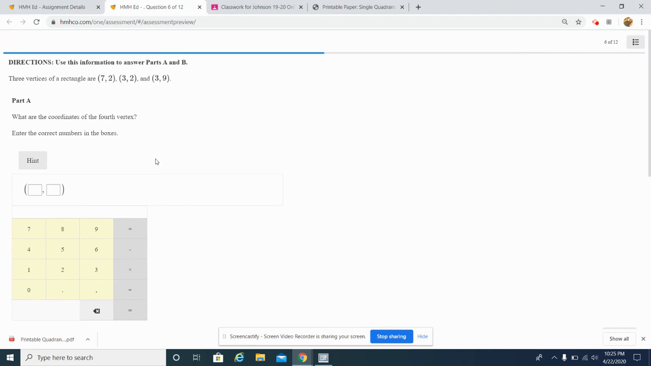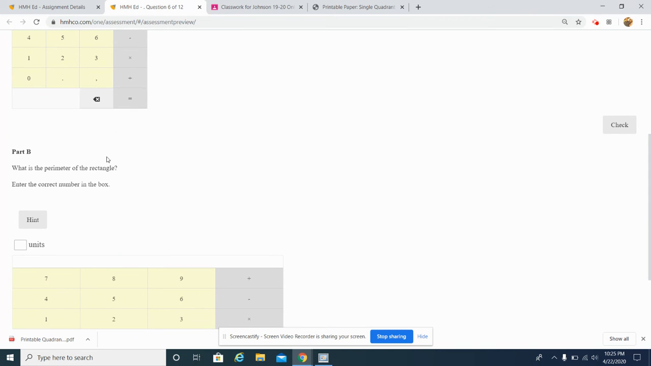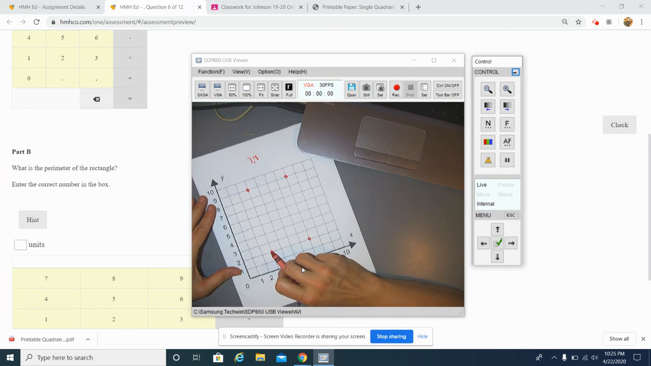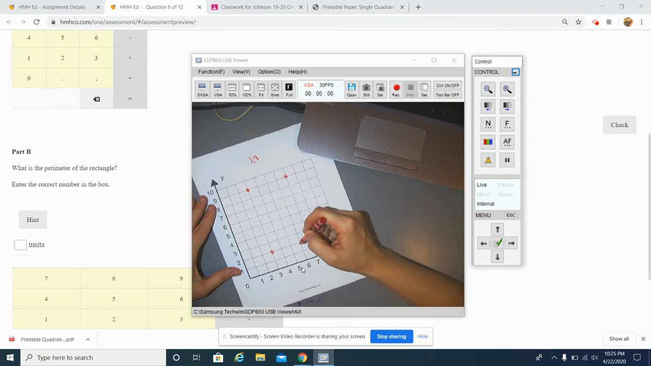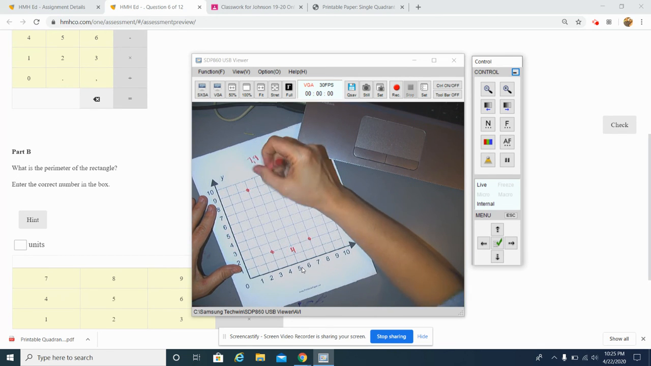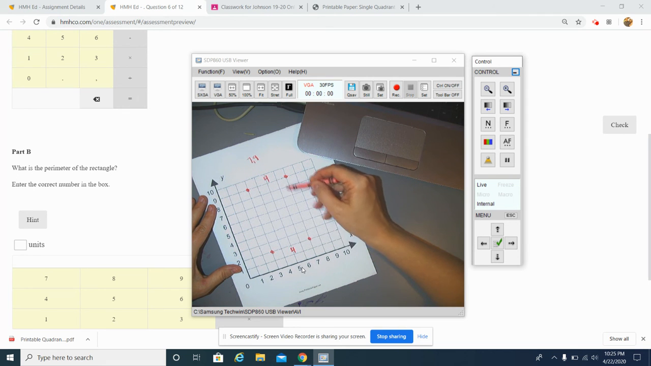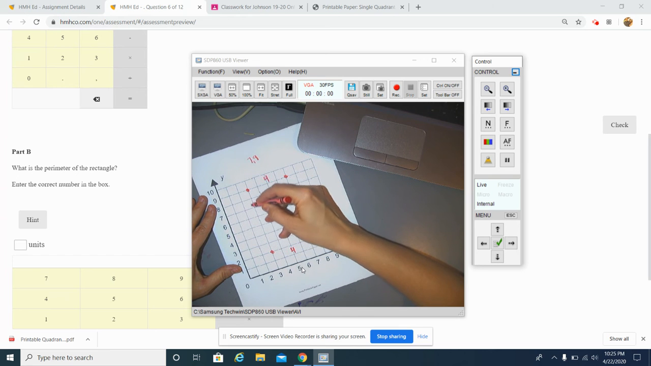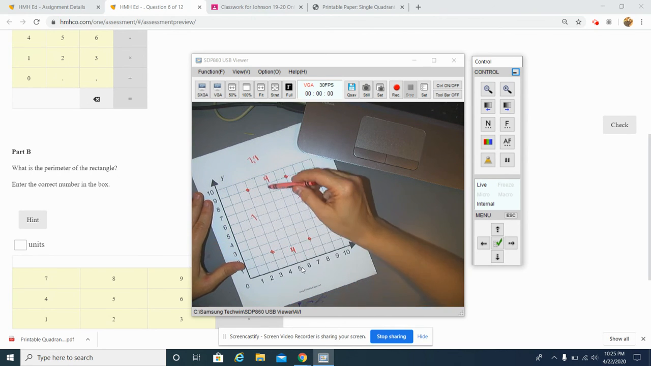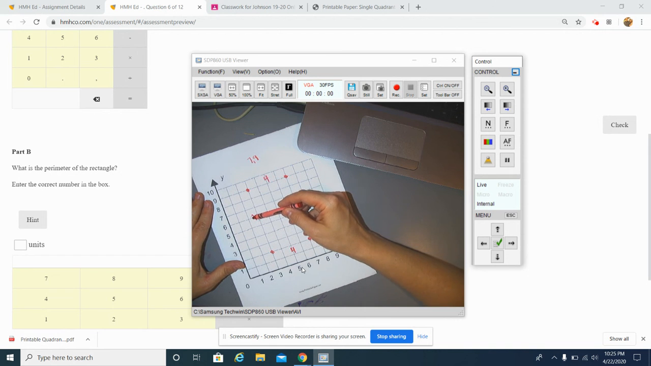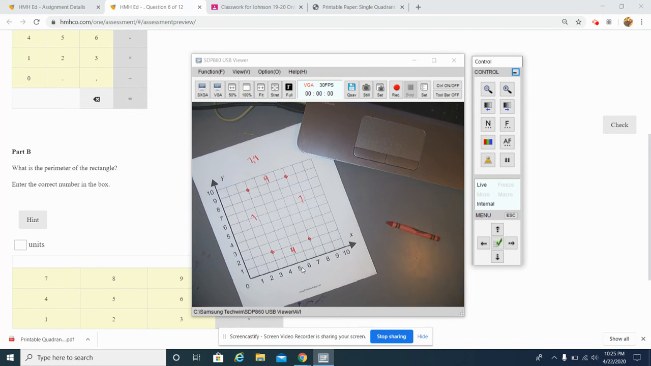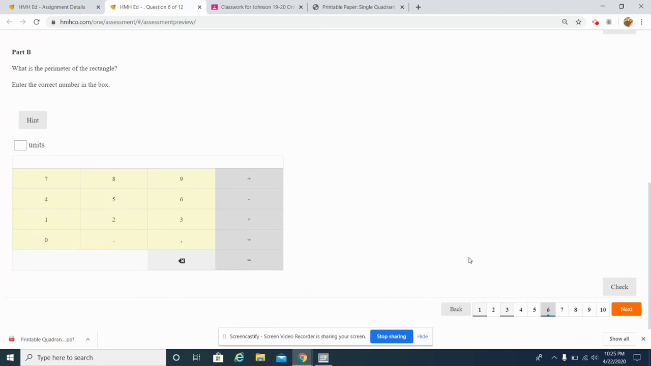So our next part of our question says, what is the perimeter of the rectangle? Okay, so coming back here, we know that from here to here is 1, 2, 3, 4. So if we know that one is 4, then we know this one is 1, 2, 3, 4 as well. And then from here to here, 1, 2, 3, 4, 5, 6, 7. We know that that's 7 as well. So then 4 plus 4 is 8, plus 7 is 15, plus 7 is, what is it? That's what you're going to put in that answer.